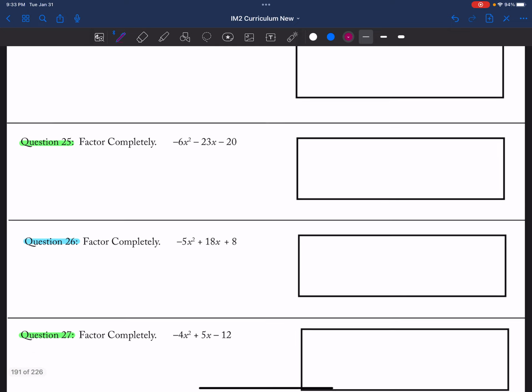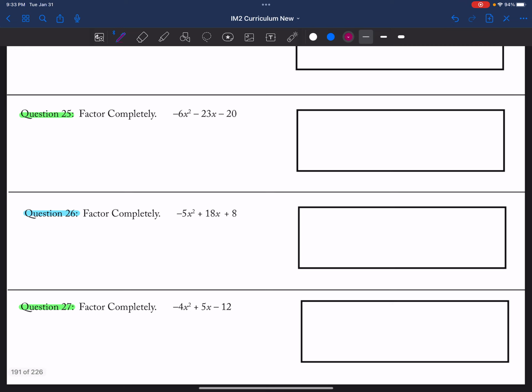Okay, so 20. Now let me be clear. I hate my squared coefficient to be negative, so I would always start out by factoring out a negative 1 and making it a positive 5x squared minus 18x minus 8. That's just me. So I would always like to do that. So that would make this a negative 18 on the top and then a negative 40 on the bottom.